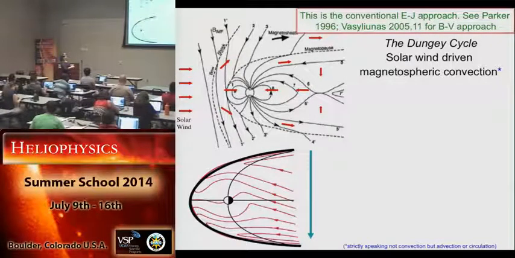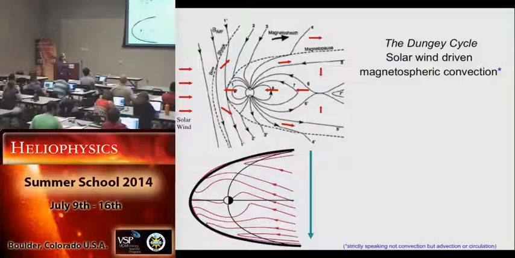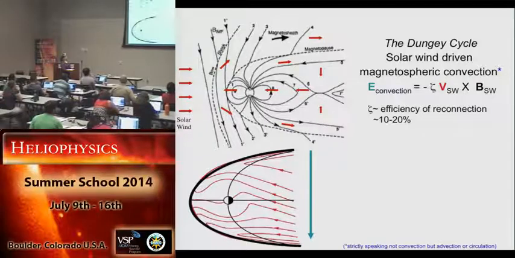So let's think of this system, the Dungey flow, the return flow here, and you can think of this in terms of an electric field, a convection electric field. Strictly it's advection rather than convection, but that's beside the point. So you have a flow that is associated with an electric field, and you have an electric field that goes across the tail, and we can write that in terms of the solar wind and the magnetic field and some efficiency. This efficiency factor is somewhere between 10 and 20%.